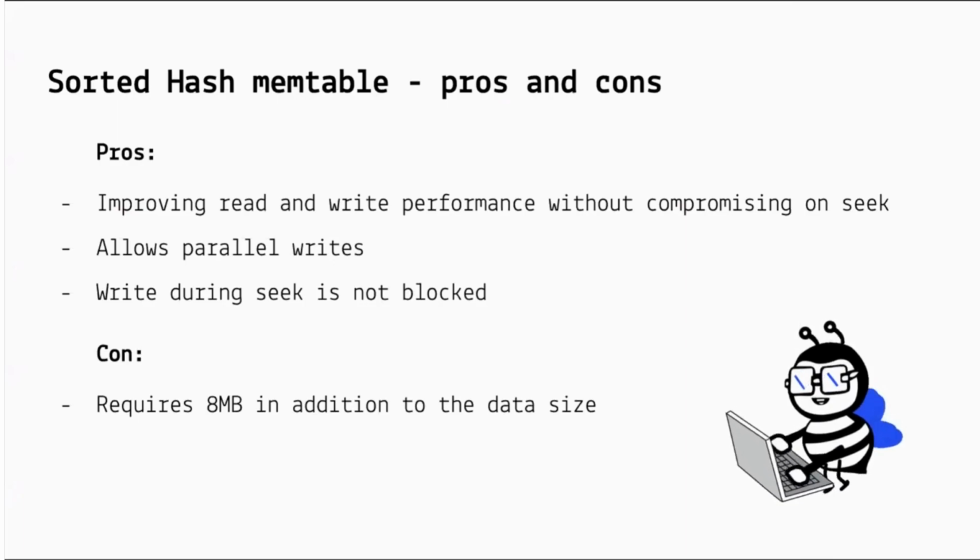So the advantages of the sorted hash memtable are pretty clear. We get very fast read and write access. This is O(1). We get parallel writes, and also writes are not blocked while doing a seek operation. The disadvantage is that it costs 8 megabytes more because of the 1 million buckets that we need to allocate, and this is per memtable.